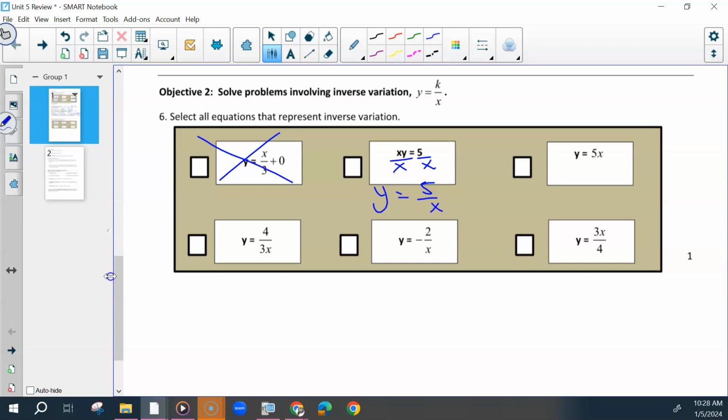What about this one? Does this look like that? No. What about this one? Yes. It doesn't matter that there's a 3 down there as long as the x is also down there. Now, if it had something outside of here that was not 0, that would not be inverse. What about this next one? Yes. And this last one? No, because the x is in the numerator. Questions on those?